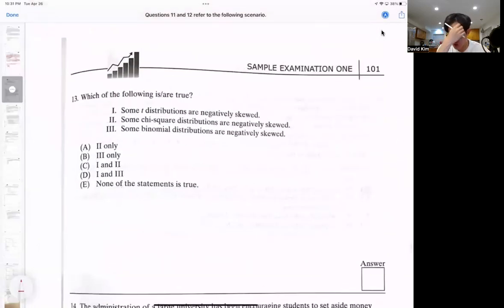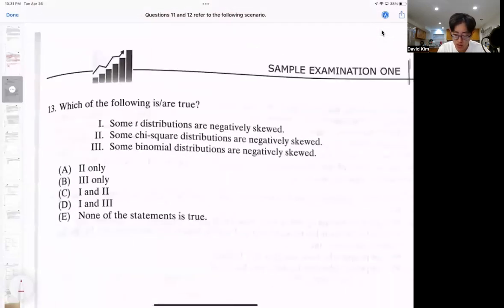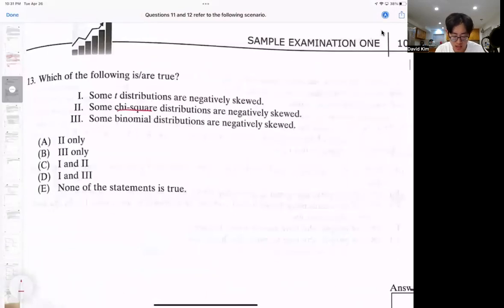Which of the following are true? Now, we haven't actually talked about a chi-square test yet. For this, I believe the correct answer is B, if I'm not mistaken. Let's see. Yep, 13 is B.